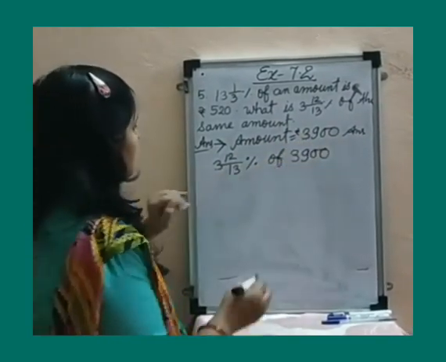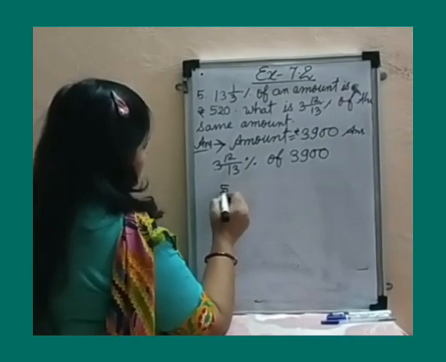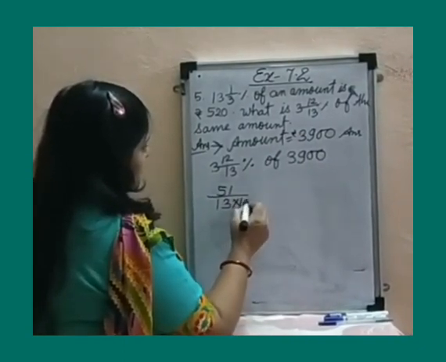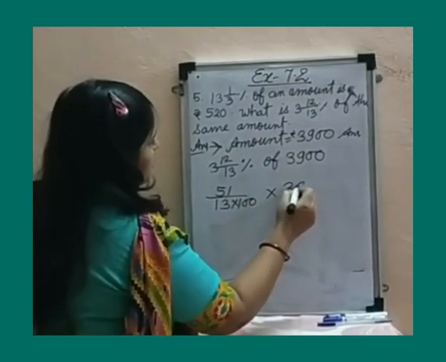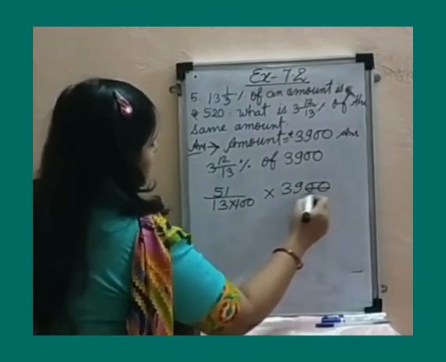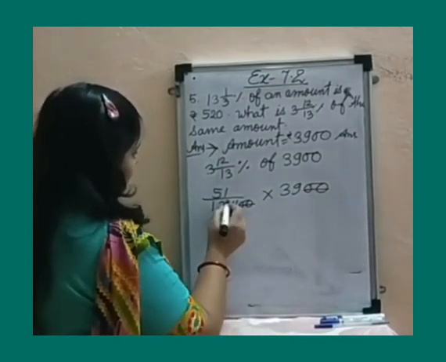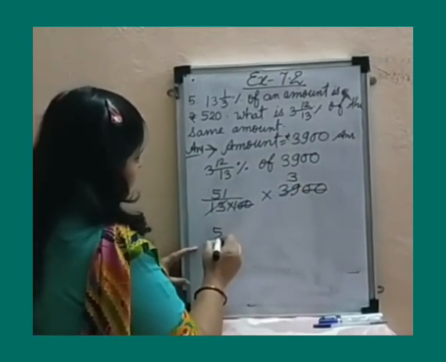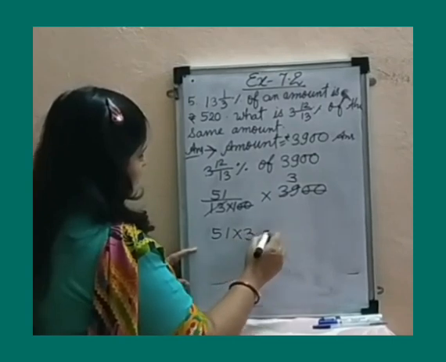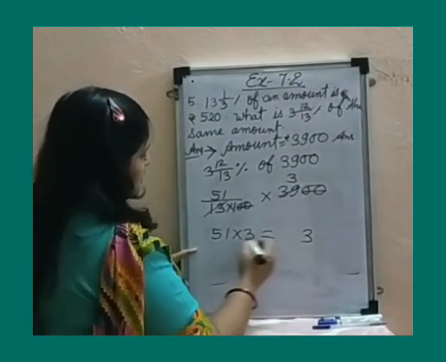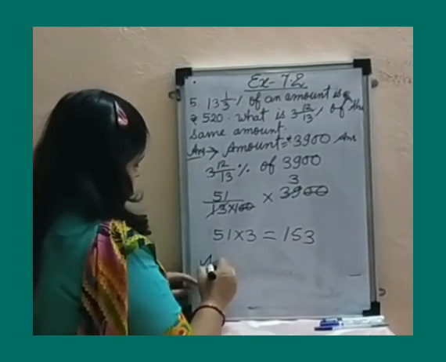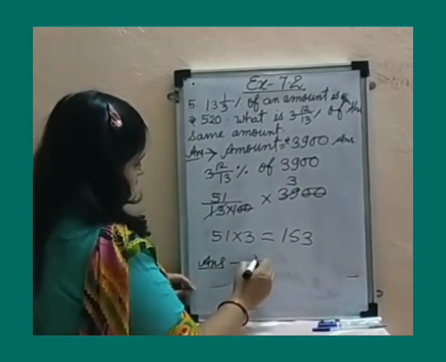Now this one is 95 upon 3, 31 2/3 is 95 upon 3. Sorry, 51 upon 13, and for percentage 100, into 3900. Cancel the double zero. 13 3s are 3900. So 51 into 3. 3 1s are 3. 5 3s are 15. Now second answer is rupees 153.